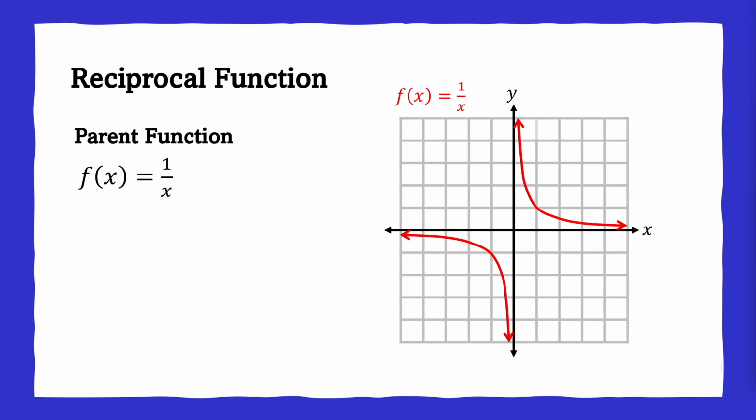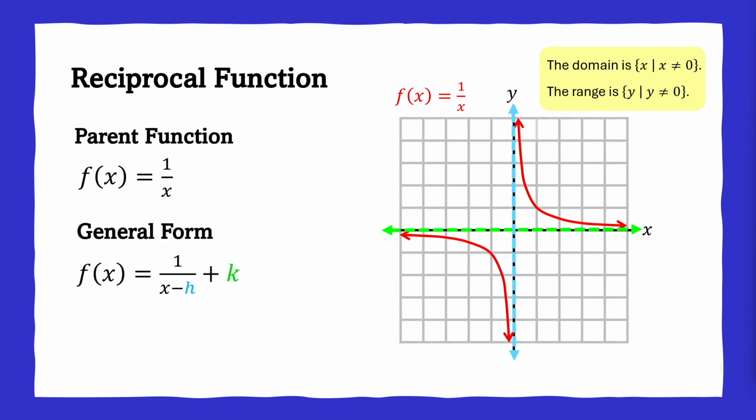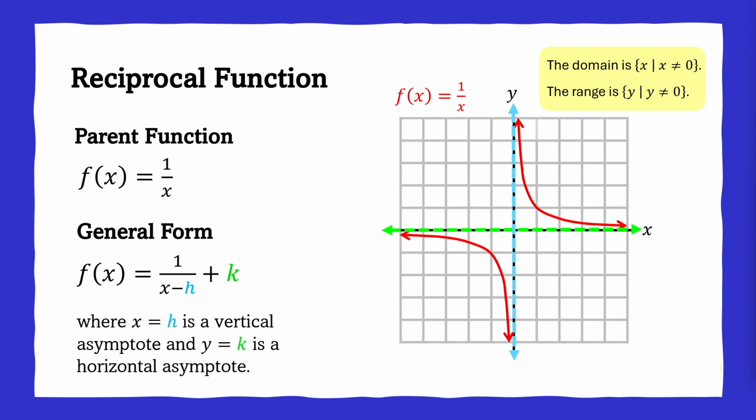The graph of the reciprocal function features a vertical asymptote at x equals 0 and a horizontal asymptote at y equals 0. The domain of the function consists of all real numbers except 0, and the range includes all real numbers except 0. Transformations of the function involve horizontal and vertical shifts. Subtracting h from x shifts the graph horizontally, resulting in a vertical asymptote at x equals h, while adding k to the function shifts the graph vertically, moving the horizontal asymptote to y equals k.